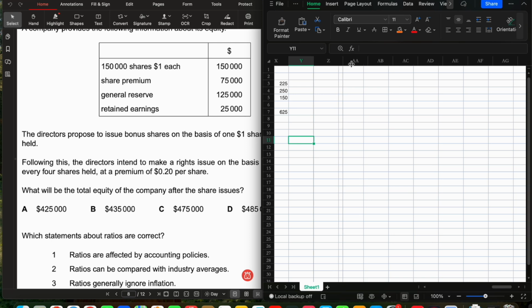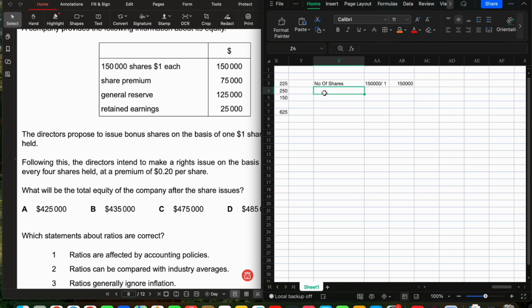First one, let's calculate how many shares the company has. So I have 150,000 shares. Each share value is $1. So divide that by 1, and then you will get the number of shares, which is 150,000 shares.